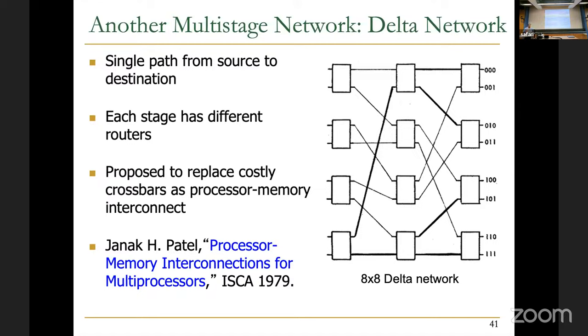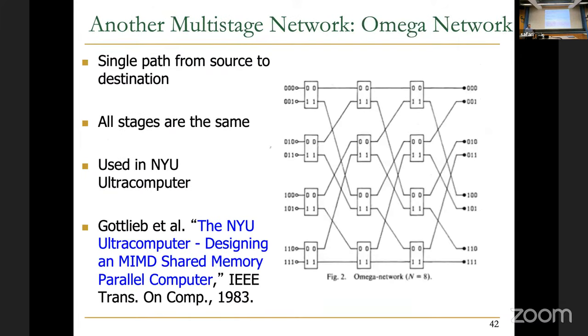There are many, many different multi-stage networks. I don't want to go into detail of them. This, for example, is the Delta network that connects eight nodes with the destinations. Again, this is a single path from source to destination, and it was proposed to replace the costly crossbar as a processor memory interconnect. If you're interested, you can check the paper in ISCA 1979. This is another network, Omega. As I said, you don't need to memorize the way that we connect nodes in this topology. To me, the idea of why we are using a multi-stage network is important.